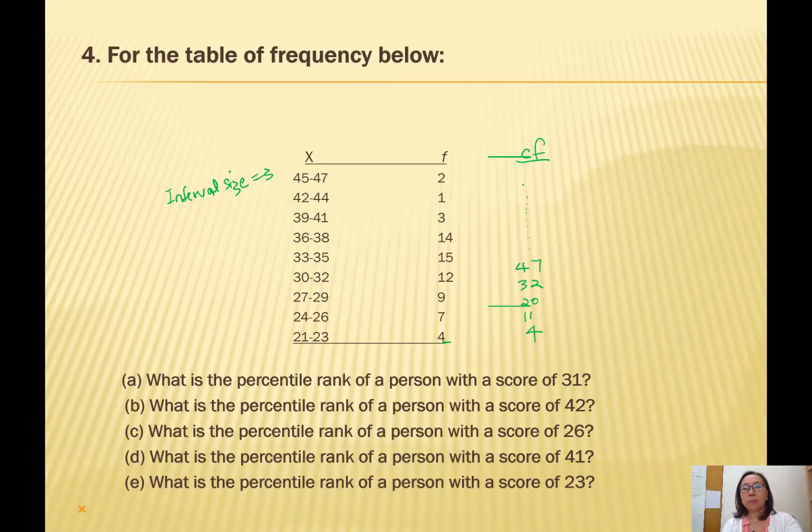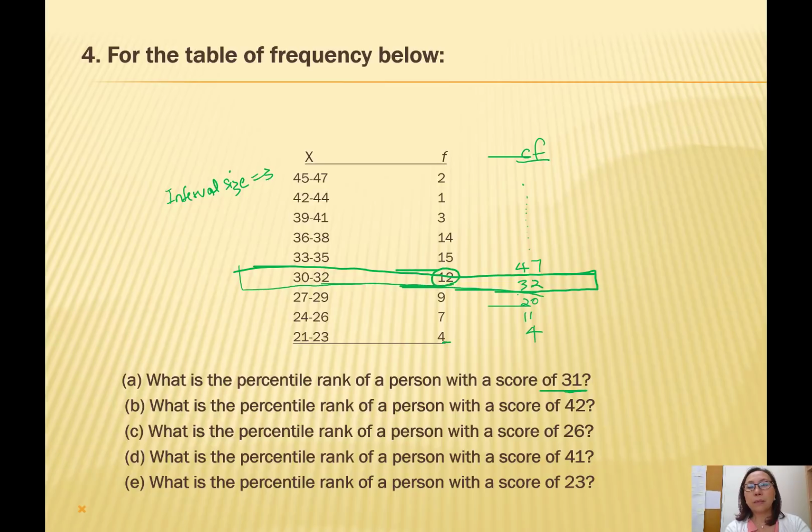The first one is the score of 31. The first thing you want to do is look for that number, 31. It's right in here. So this is the interval that I'm going to box in. According to the formula, I'm going to need the frequency within, the CF below, and then the actual score, which is 31.